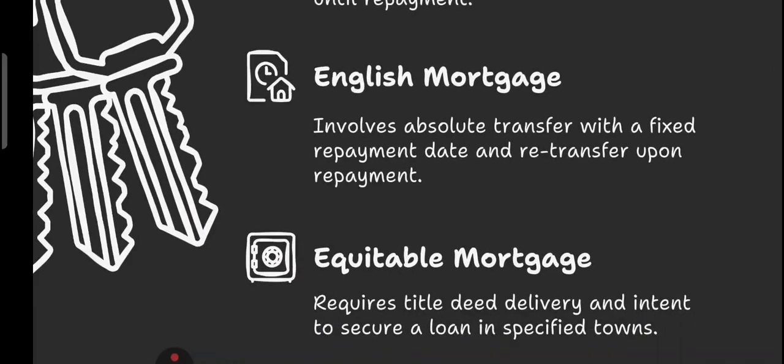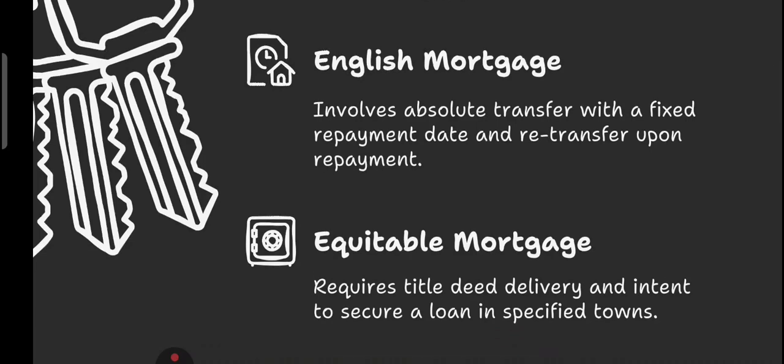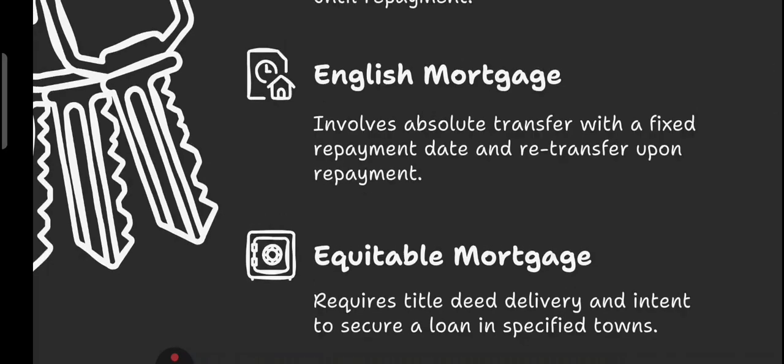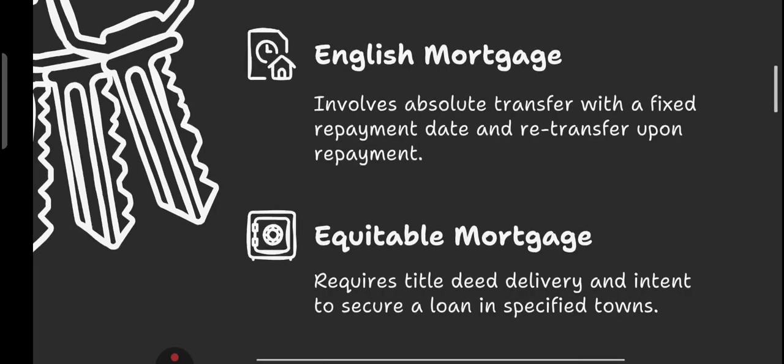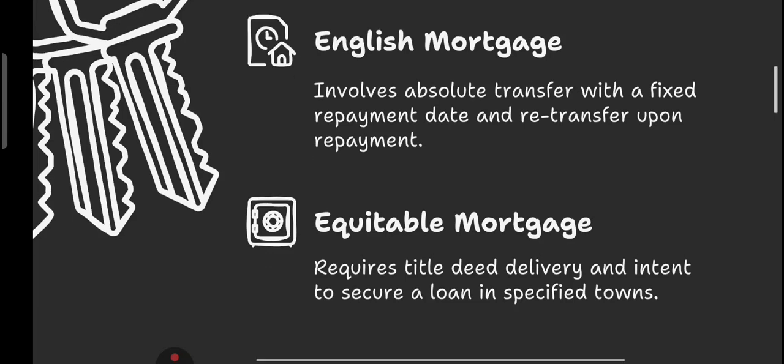Then we have something called English mortgage. What is English mortgage? It involves a full transfer of property to the lender, but with a fixed repayment date. Once the borrower pays it back, the property is returned. That is called English mortgage. Again, full transfer of property to the lender, with a fixed repayment date. Once the borrower pays back, the property gets returned.